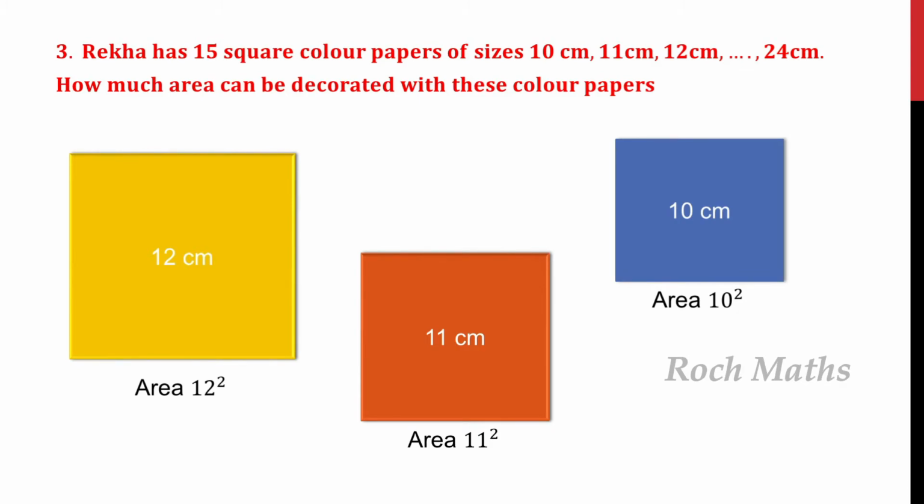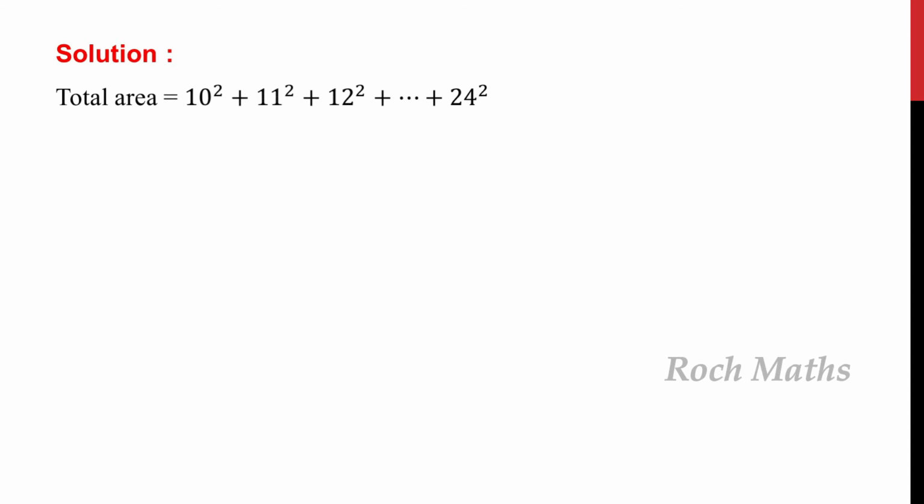What is the area of the bigger square? How will you find out the area of the bigger square? By adding the area of the smaller squares. So by adding the area of the smaller squares means 10 square plus 11 square plus 12 square and etc. up to 24 square. So this question can be written as the total area is 10 square plus 11 square plus 12 square plus etc. up to 24 square. Here also the series doesn't start from 1.